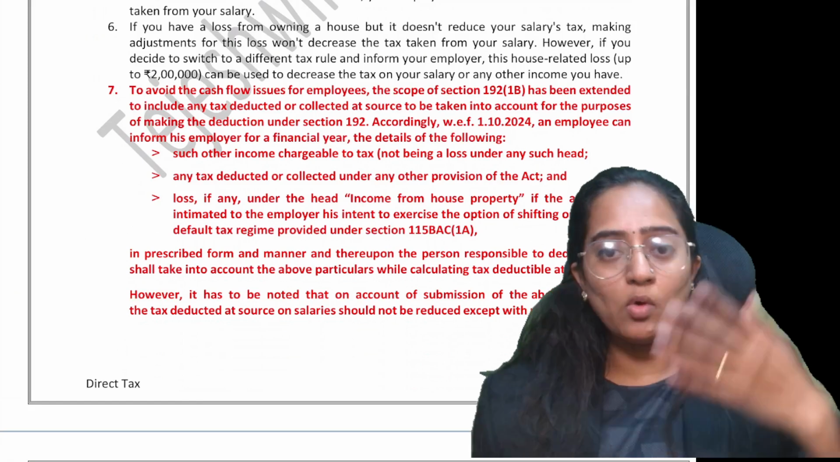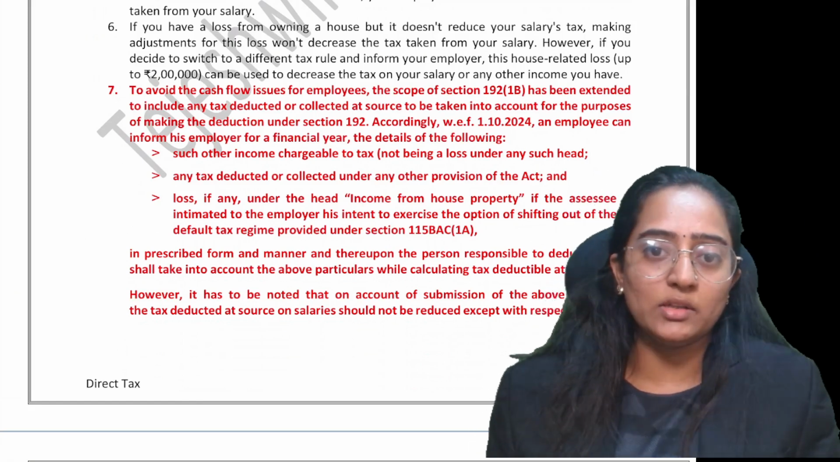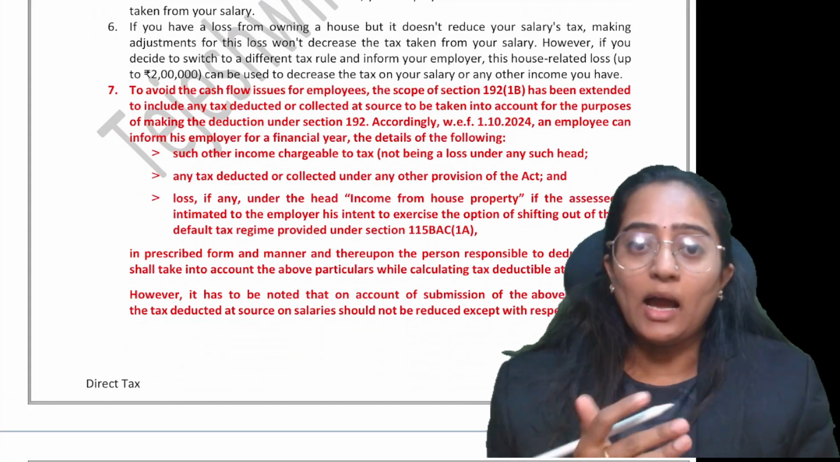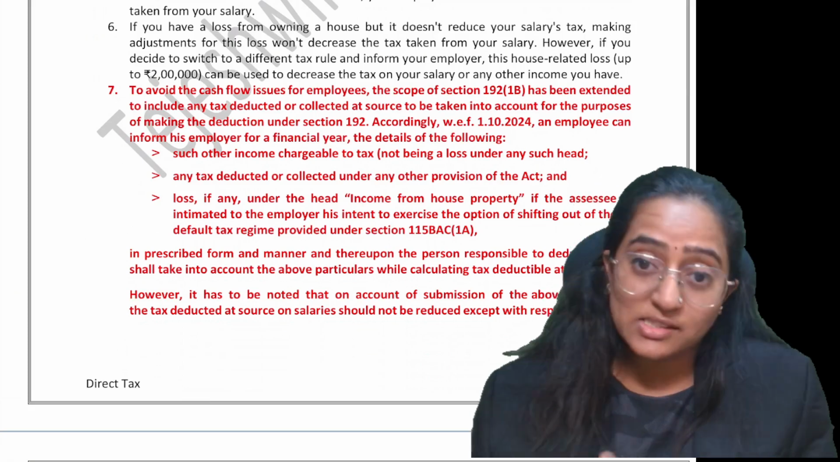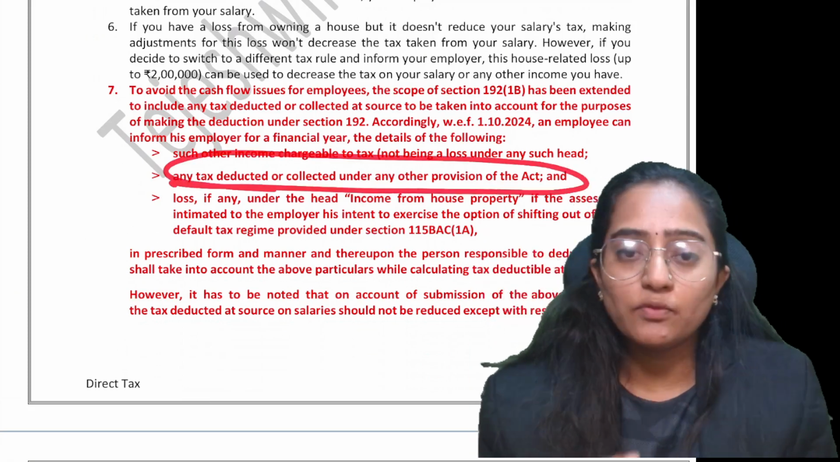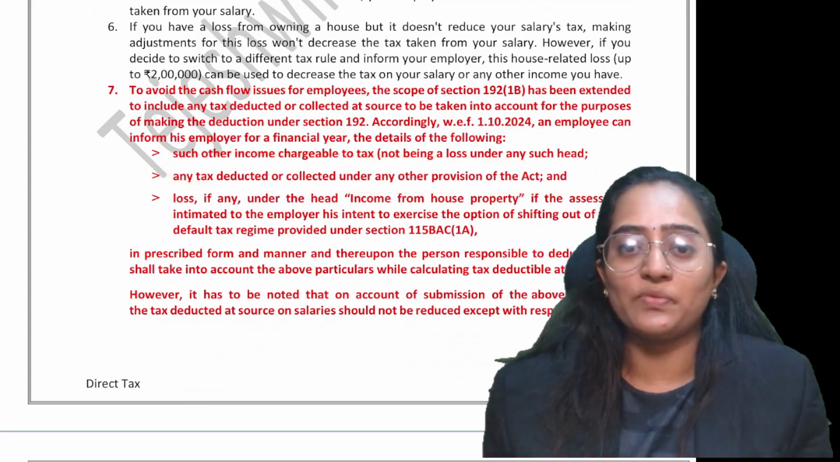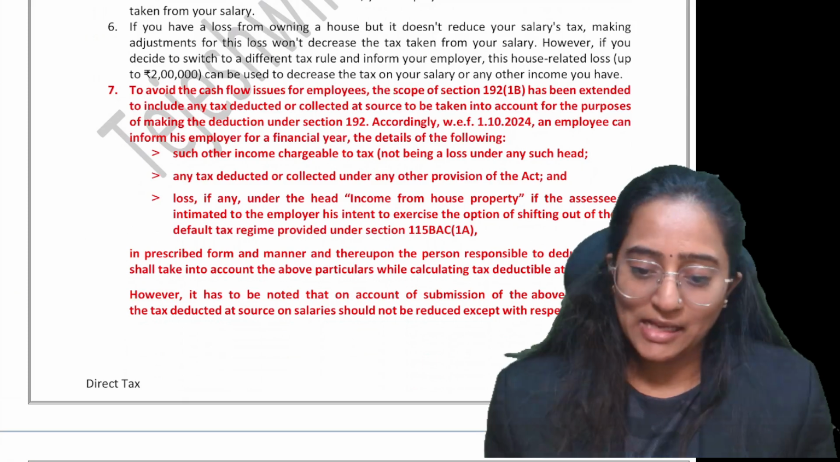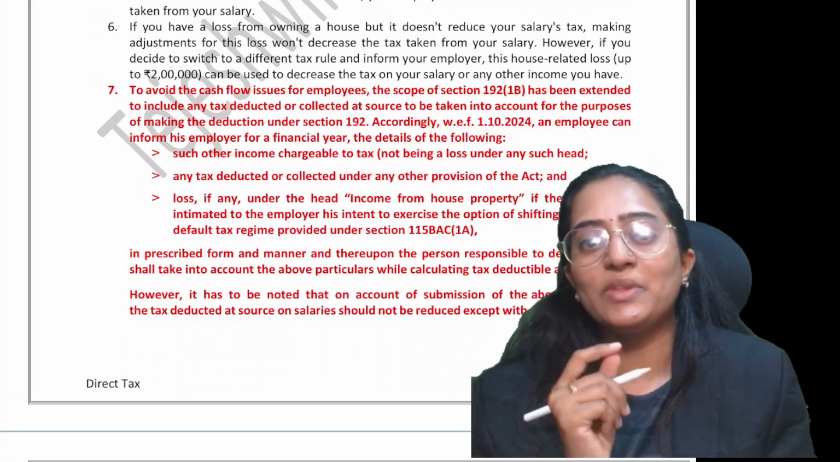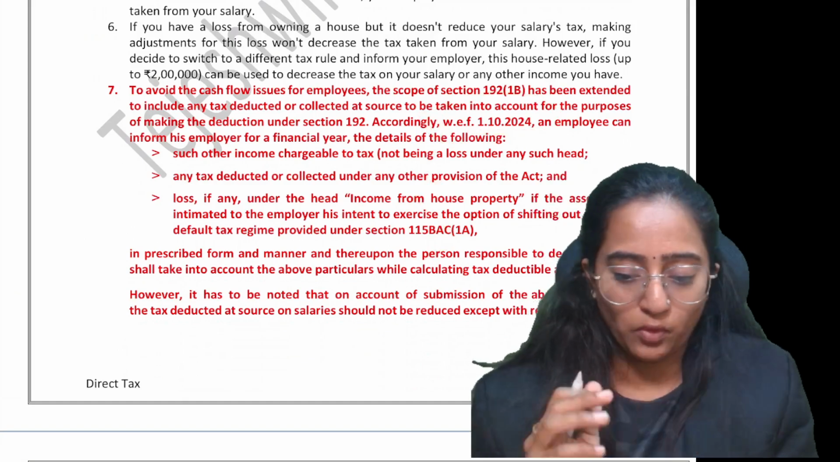Again I come, sir, what is this, sir? For all my salary you are deducting the TDS. I have TDS or TCS under some other sections, sir. You bring those details also. We will consider that for the purpose of calculating the TDS deductions under the head salary. That is what this point means. And this point is going to be effective from 1/10/2024.